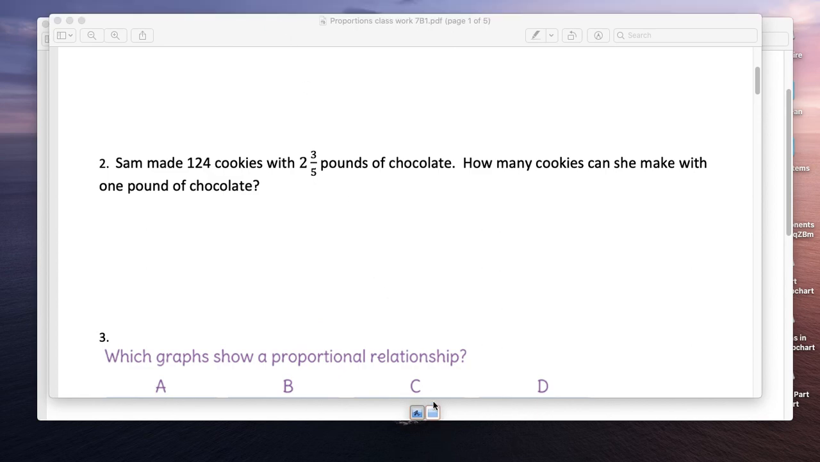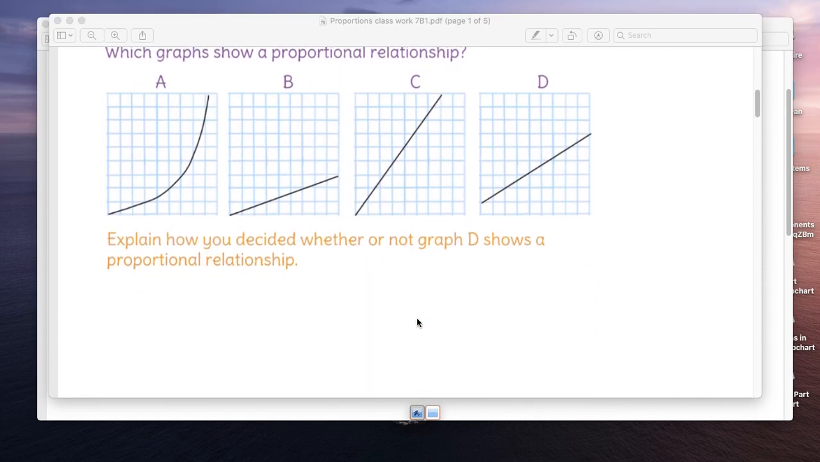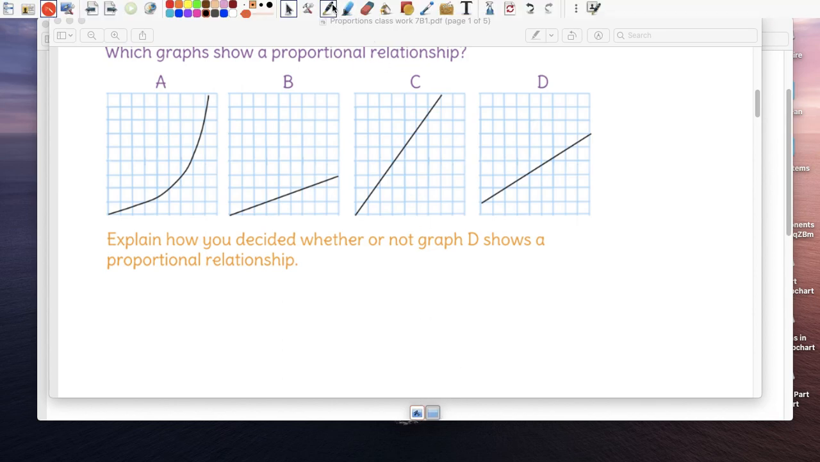Nothing crazy. Which graph shows a proportional relationship? Well, two things we talked about. It has to go through 0, 0. Well, this does. A, B, C go through 0, 0, but A is not a straight line, so this is a no. This is a yes. This is a yes. And the last one, it's not proportional because it doesn't go through the origin, so this is not.